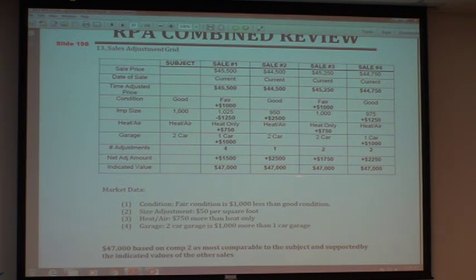That's what they're asking you to do with the grid. But on your exam, it might say, what is the adjusted value for cell number 1? What's the adjusted value for cell number 3? It could be one of those questions, or multiple questions. Or it could just say, what is the indicated value of the subject property using the four comps?